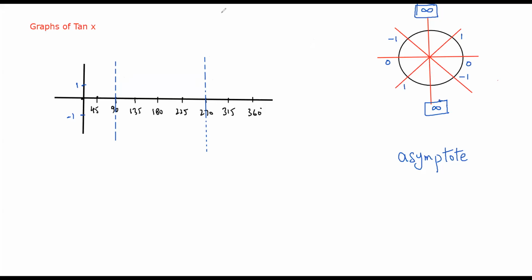Okay, now let's draw its graph. You see how to draw it. Yes, asymptote, what is this? Asymptote is a vertical line that is used to represent the infinity on your graph. Because you see your tan 90 over here, that is infinity. Can you see this? This tan 90 over here, this is infinity, right?